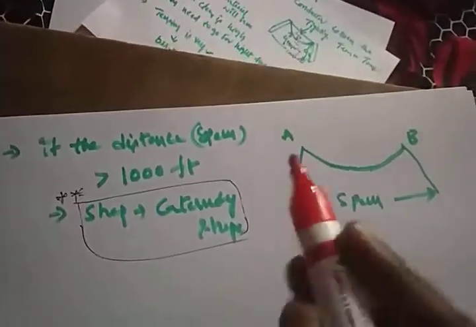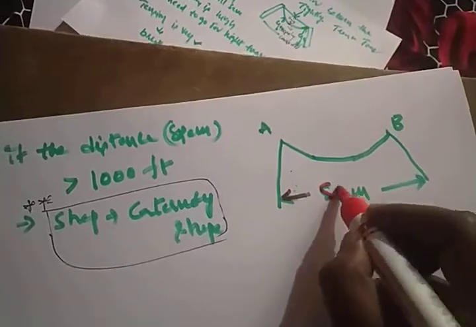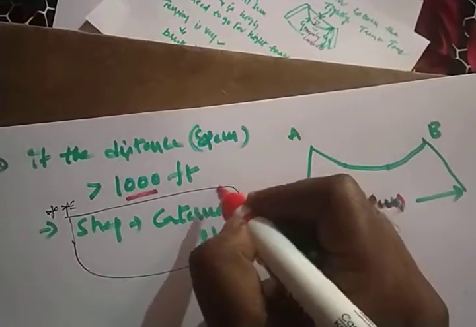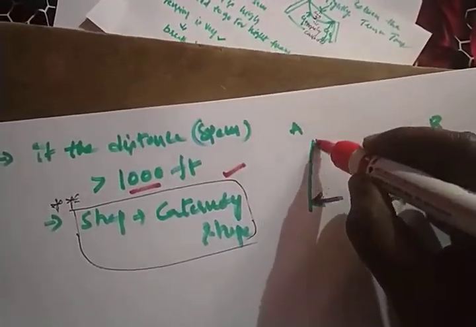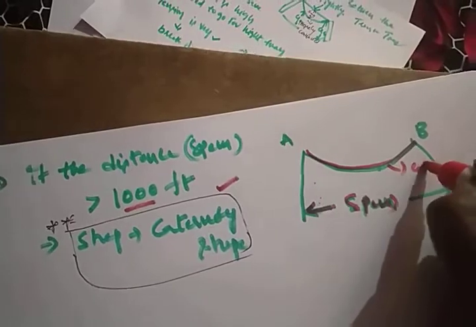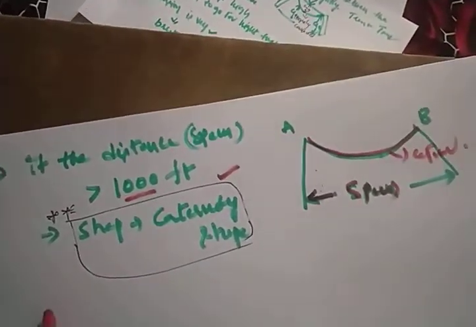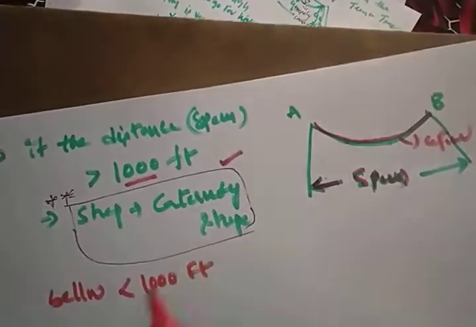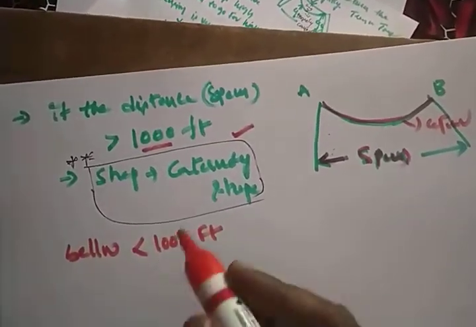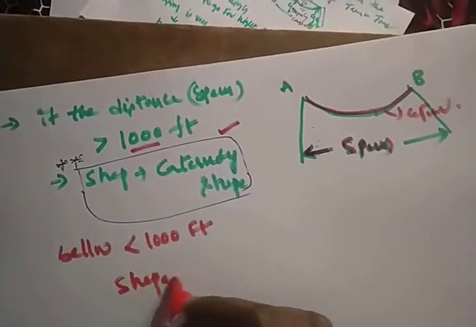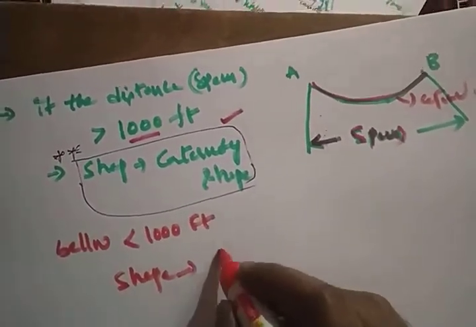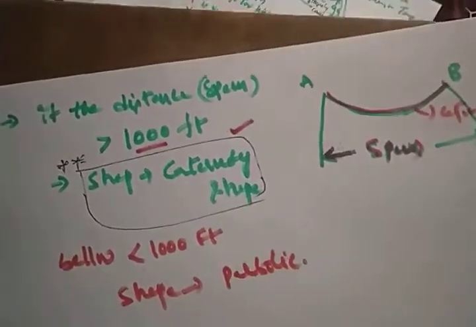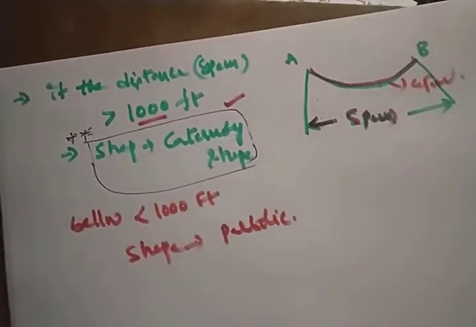That means if the distance between the two towers, that is nothing but the span, is greater than 1000 feet, then the shape of this curve we can call a catenary, or below, less than 1000 feet. Below less than 1000 feet, then this is the shape of the transmission line, we can call it parabolic, right? Then the shape of the transmission curve is nothing but parabolic, right?